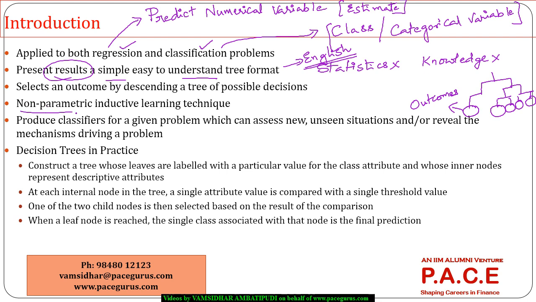And they are non-parametric, means they do not assume the data to follow some kind of a distribution. We know for some kind of statistical methods, they assume that the data that we are using follows a normal distribution or a Poisson distribution, some such kind of stuff. Whereas in the case of decision trees, we see that they are majorly non-parametric.